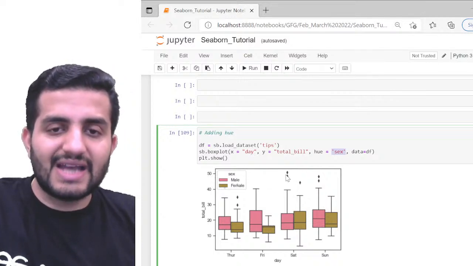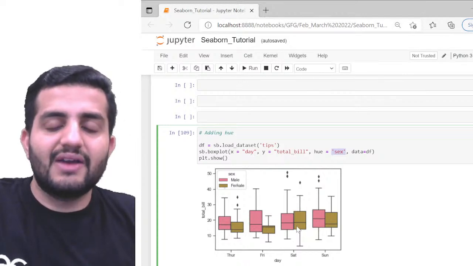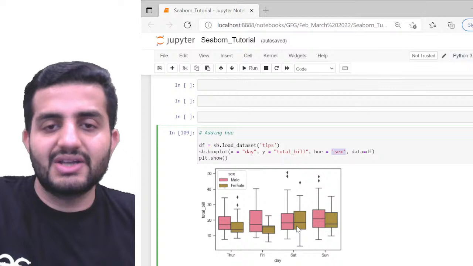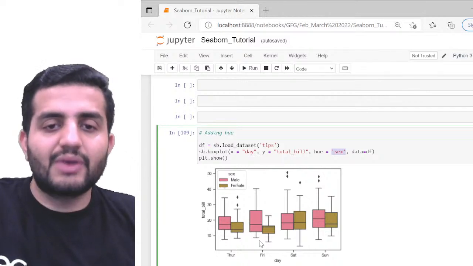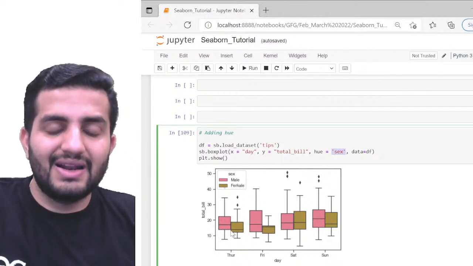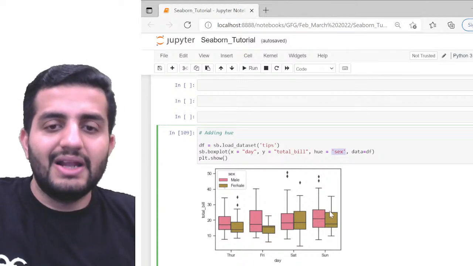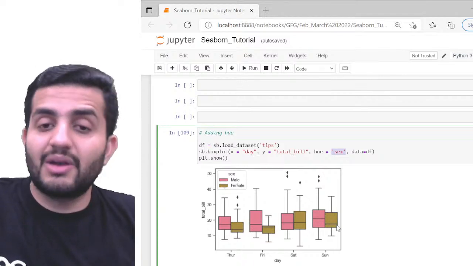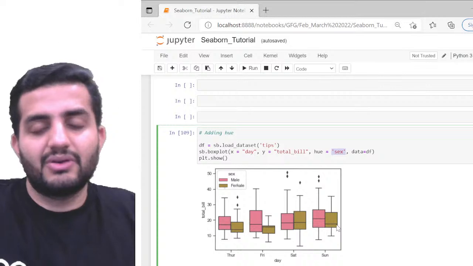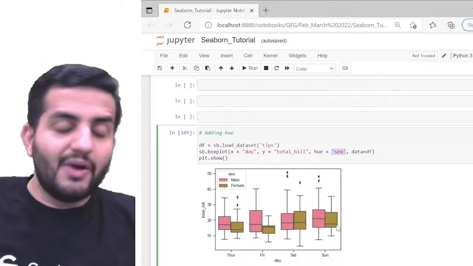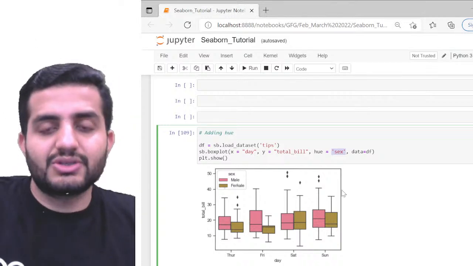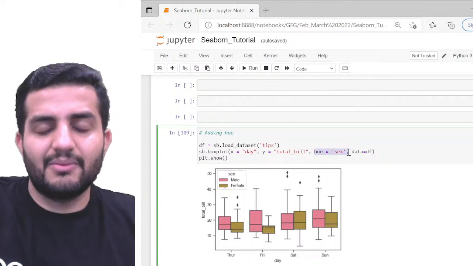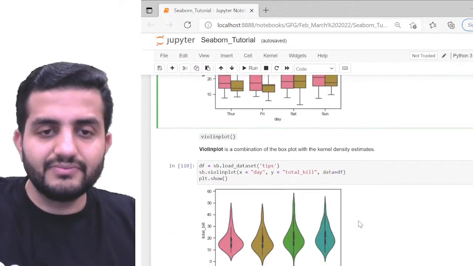So in the males, I have the outliers. Females are generally very evenly spread out, so they have very minimal outliers, right? And I could also see that on the weekends they are paying less compared to males, but on other days they are paying almost equal and maybe sometimes higher compared to males, right? So this is what we have, guys. We can add hue on this box plot like this.